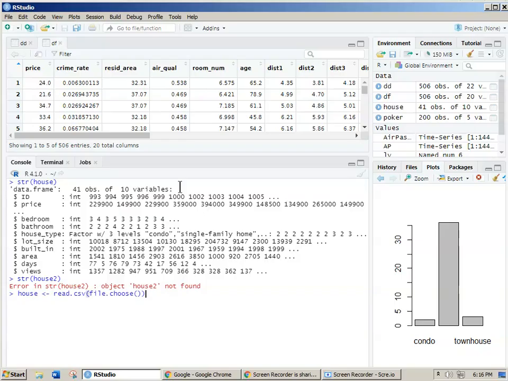Anyway, before, house type was a character, a char. I wanted to turn it into a factor, into levels, into categories. So there's 3 categories: condo, single family home, and I forgot what the other one is. Anyway, we'll check it out in a minute. So let's look at head. Okay, so we did what we have to do to turn something into a factor.